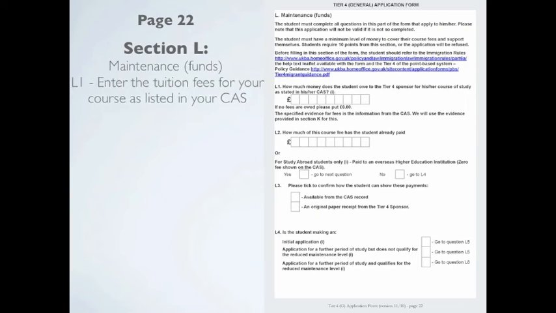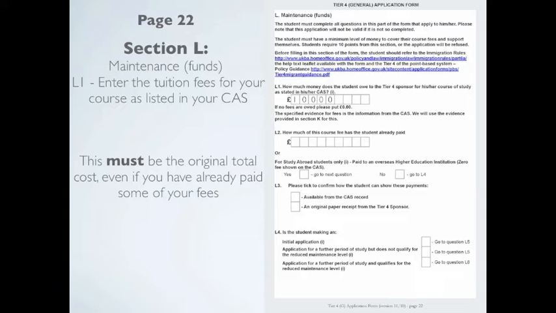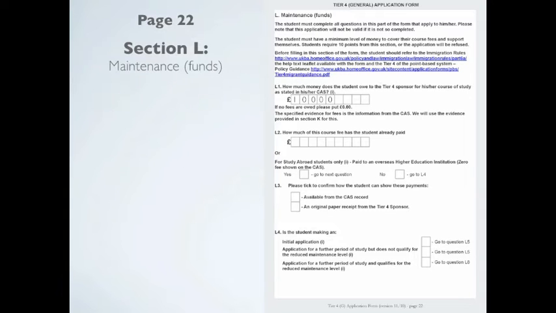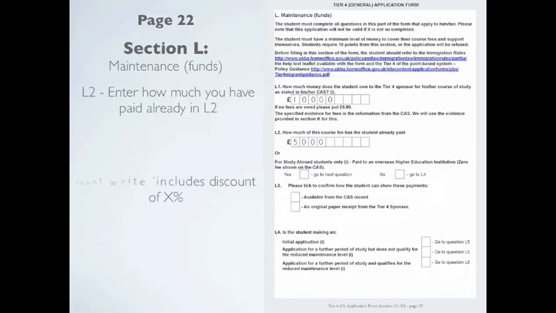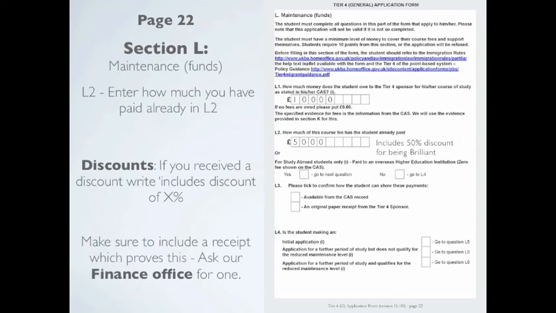L1. Please enter the tuition fees due for the first year of your course, as listed in your CAS. Even if you have already paid some or all of the fees, enter the original total figure here. L2. Now enter the amount that you have paid so far, as listed in your CAS. If you have paid in full and received a discount, write "includes discount of" however many percent for paying in full alongside the box. If you have received any discounts, we recommend that you obtain a manual receipt from Brunel International's Finance Office to show this and include it with your application.